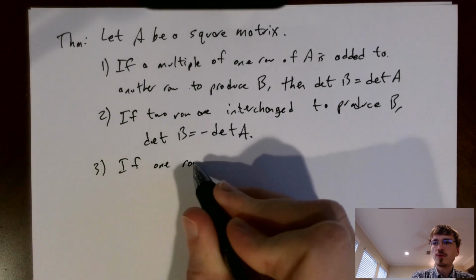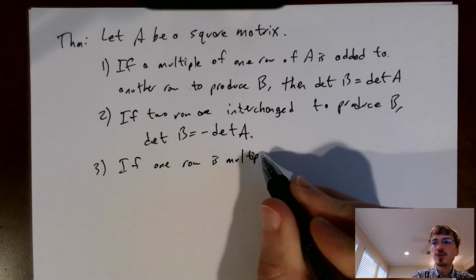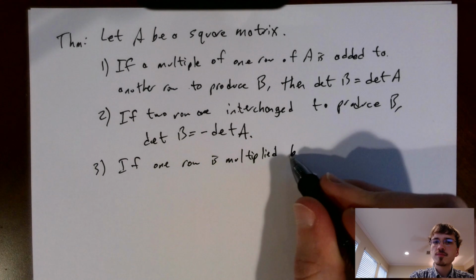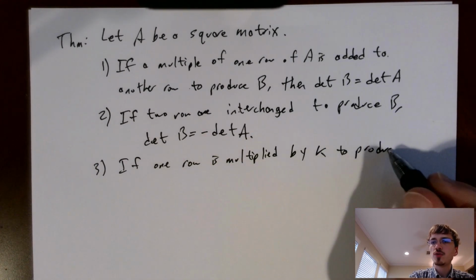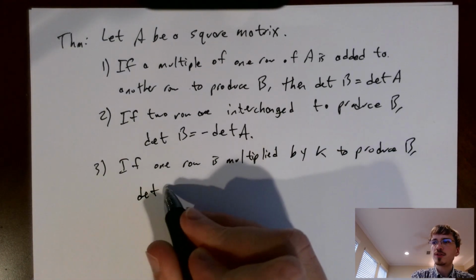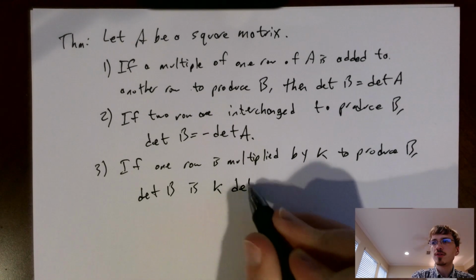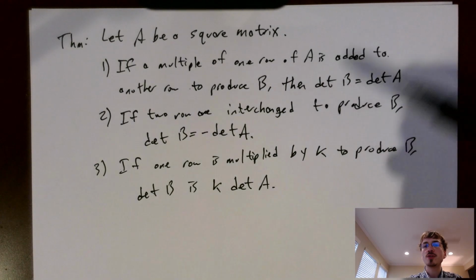If one row is multiplied by some number k to produce B, then the determinant of B is equal to k times the determinant of A. And this is kind of nice. It's nice because, what's going on here?